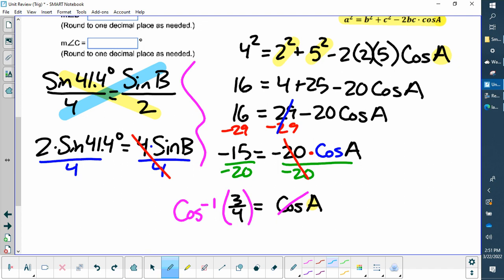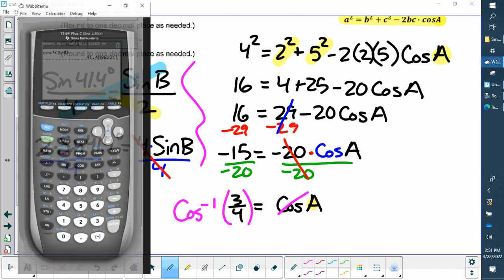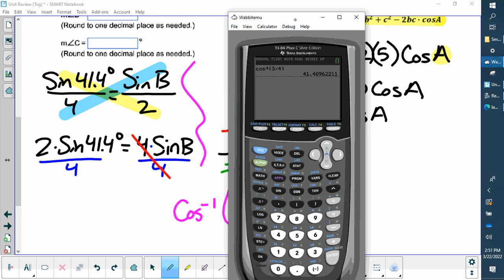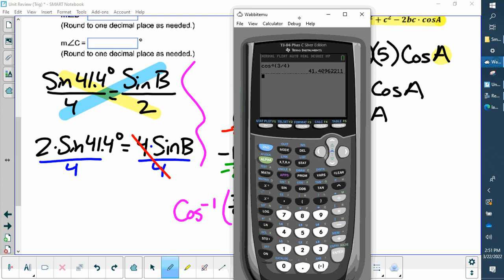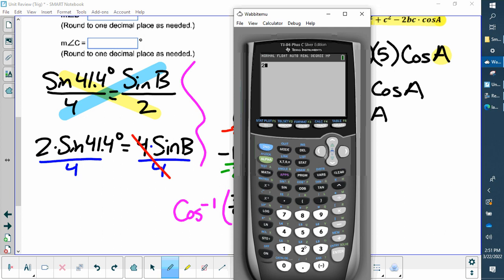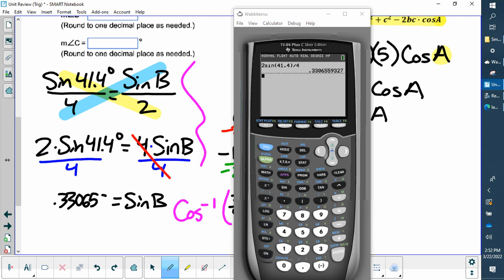Okay, let's figure out what this number here on the left is. So I'm going to use a calculator here. This is a pretty lengthy problem here, so let me clear this out. 2 times the sine of 41.4, close your parentheses, divide by 4, and I get this. Now that's not my answer, okay? So I got the sine of b equals that decimal, 0.330659. That should be enough decimal places.